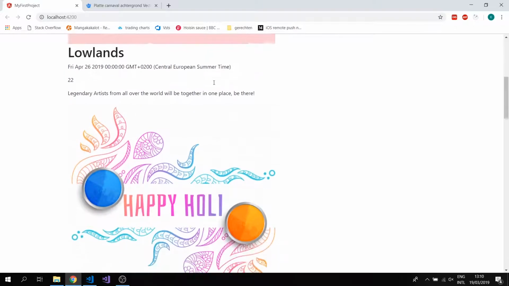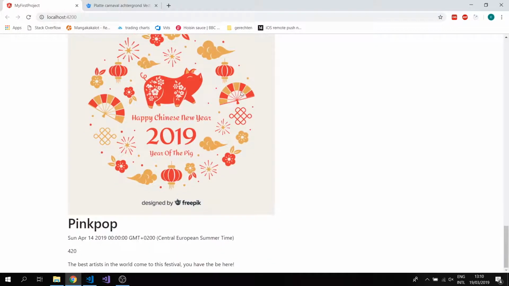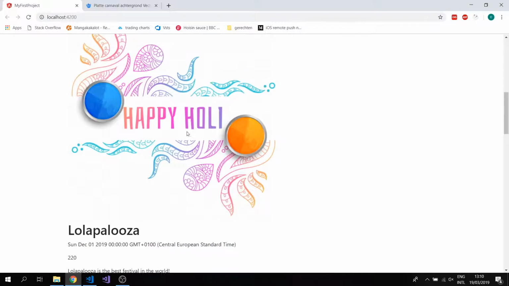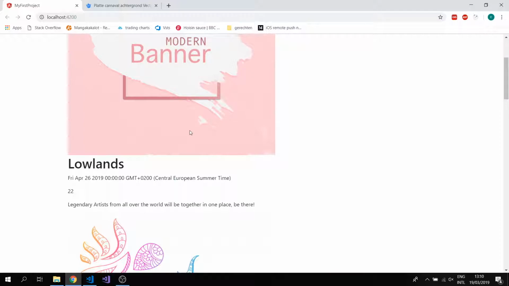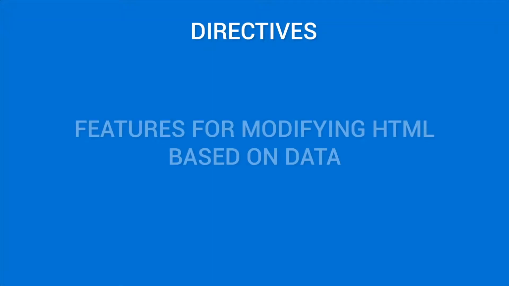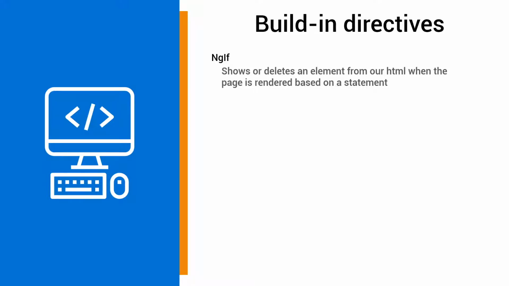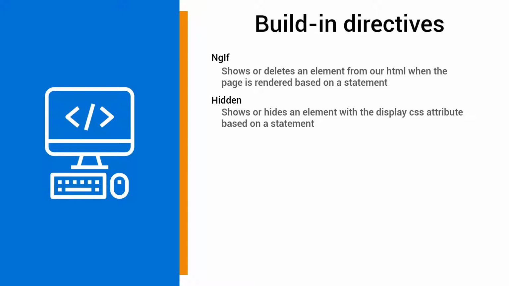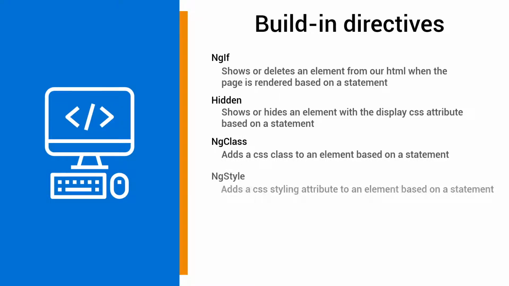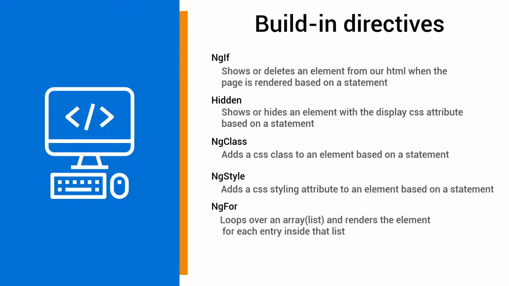And we're back in our page, and as you can see, we've got five elements right now. And now let's take a look at directives. The next thing I want to talk about are directives. Directives are features for modifying HTML based on data. We have some built-in directives from Angular. Here is a list of these directives, which I will discuss in this video. So we have ng-if, hidden, ng-class, ng-style, and ng-for.